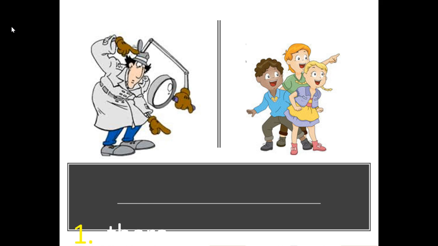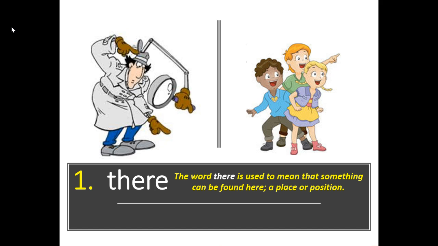Well, this one was a little tricky. They both show there. So for number 1, I want you to write on your paper there. There, there. The word there is used to mean that something can be found here, a place or position. So Inspector Gadget may be saying, look there, or I am looking closely there.